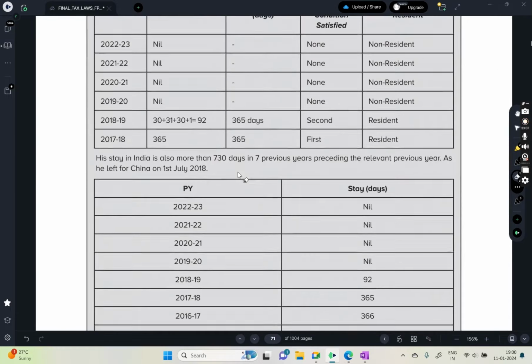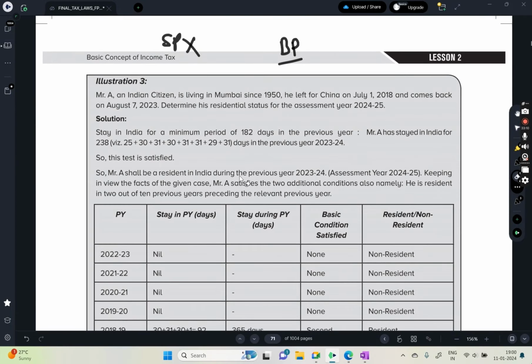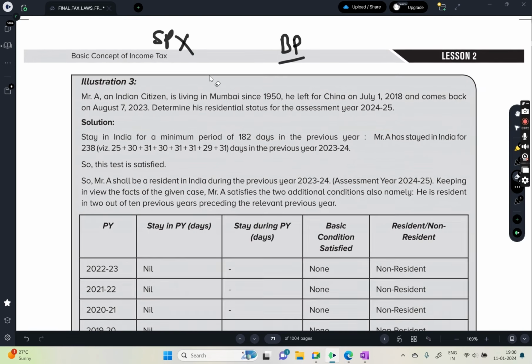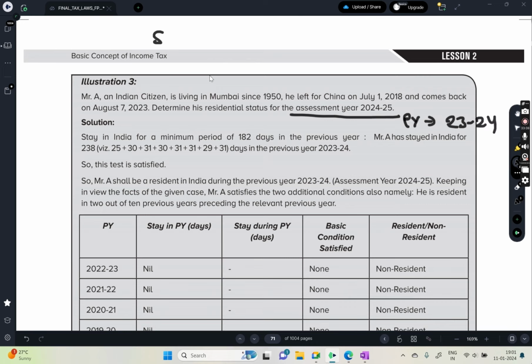Now, this question. Mr. A, an Indian citizen, living in Mumbai since 1950. He left for China on 1st July 2018 and comes back on 7th August 2023. Determine his residential status for the assessment year 2024-25. So the assessment year is 2024-25, so what will be the previous year? 2023-24. Now apply the special provisions. Anybody? Special provision, what is condition 1?